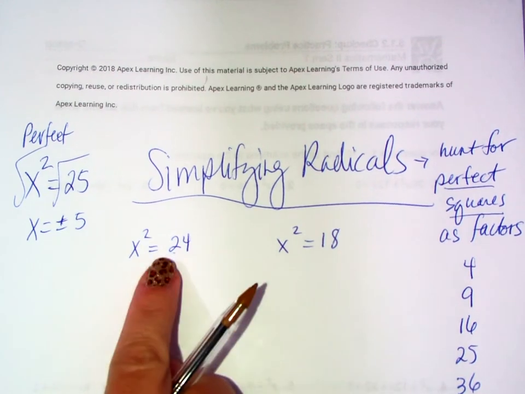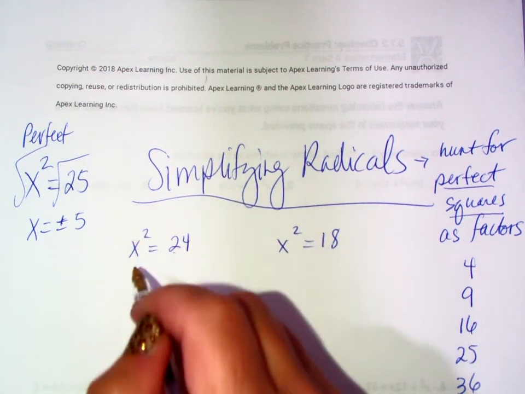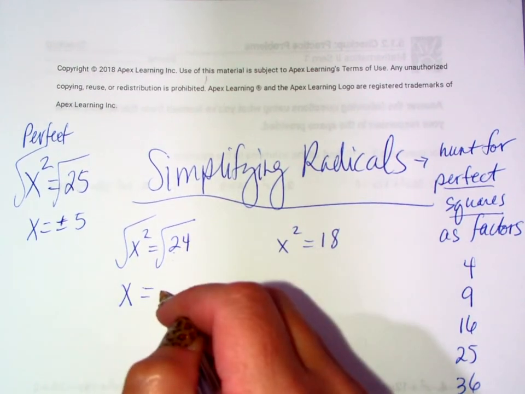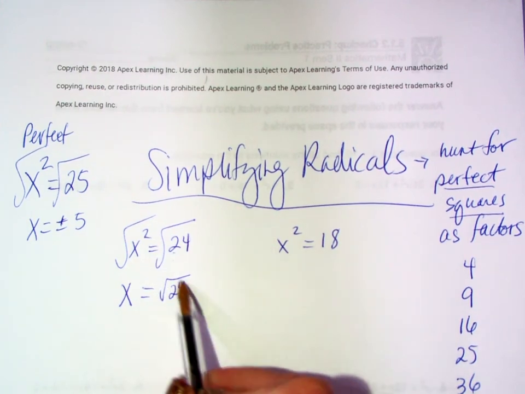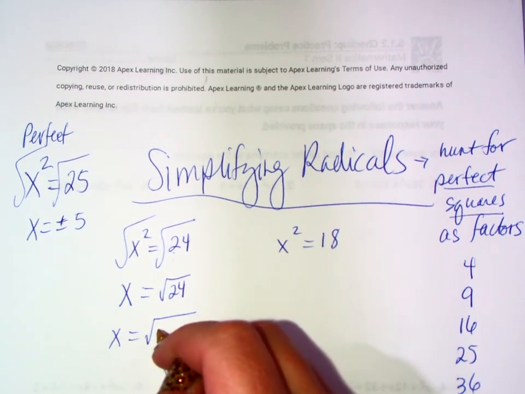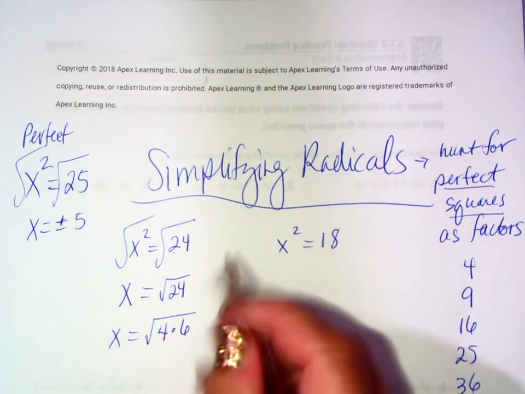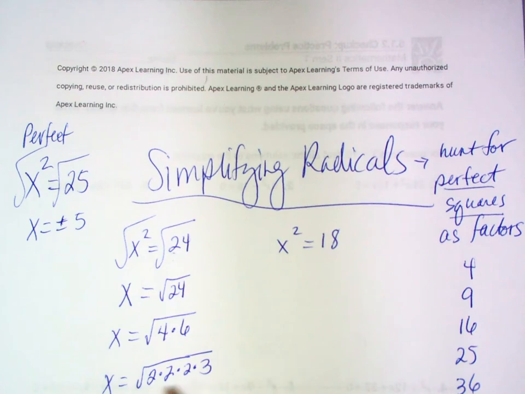Okay, so what times what equals 24? Oh, by the way, to solve for x squared, to solve for x, we need to take the square root of both sides. So x is equal to the square root of 24. Uh-oh, this is not a perfect square. So I'm going to break this up into factors. 24 could be broken up into 4 times 6, for example. And this could further be broken up into 2 times 2 times 2 times 3. So this is again called the prime factorization. We're breaking it up into its smallest parts.